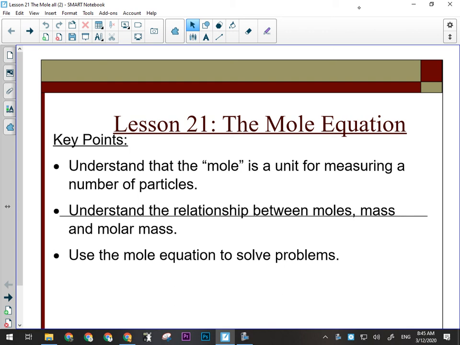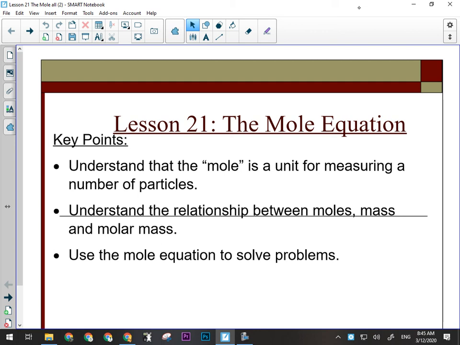But the purpose of the mole is to act as a unit of measurement. So a mole acts like a unit of measurement, like a gram or a liter, or anything else that we would measure. It represents a certain amount of a material. So it's a unit for measuring the number of particles.